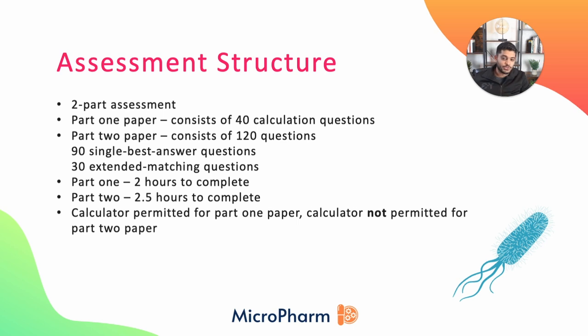For part 1, you have 2 hours to complete the paper. For part 2, you have 2.5 hours to complete the paper. A calculator is permitted for the part 1 paper. A calculator is not permitted for the part 2 paper. You may still get calculation questions in the part 2 paper, but those are expected to be calculated without a calculator. So this is the first video for today's session.